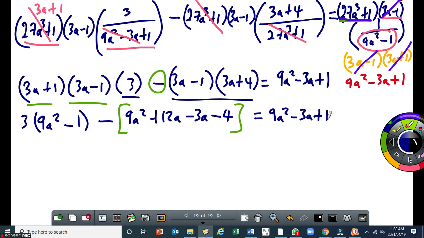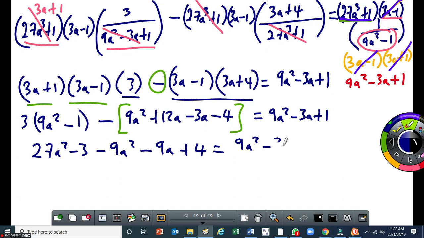Then if I simplify at the beginning of this whole equation, I'll get 27a squared minus 3 minus 9a squared. Okay? 12a minus 3a will give me a positive 9a. So I'll end up with minus 9a plus 4 is equal to 9a squared minus 3a plus 1. Then, okay, I cannot just rush to cancel out terms here.